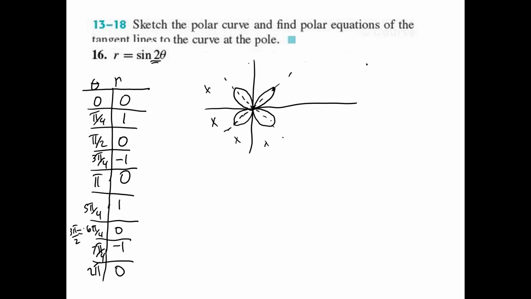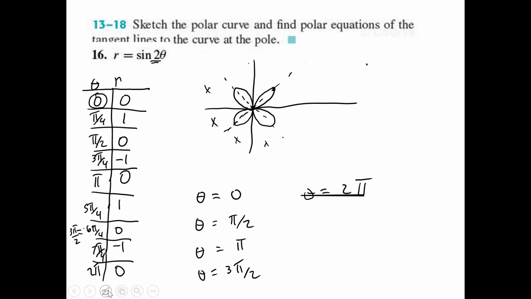So sketch the curve and find the polar equations of the tangent lines. So theta equals 0. You're going through the pole at 0, so theta equals 0 is one. And then at pi over 2, you're also going through the pole, so theta equals pi over 2. And then at pi, theta equals pi. And then at 3 pi over 2, theta equals 3 pi over 2. And then at 2 pi.